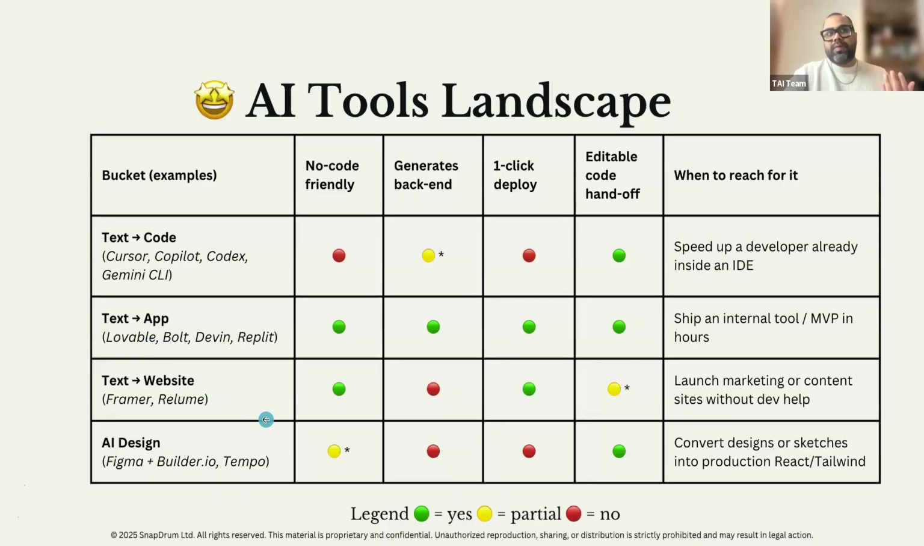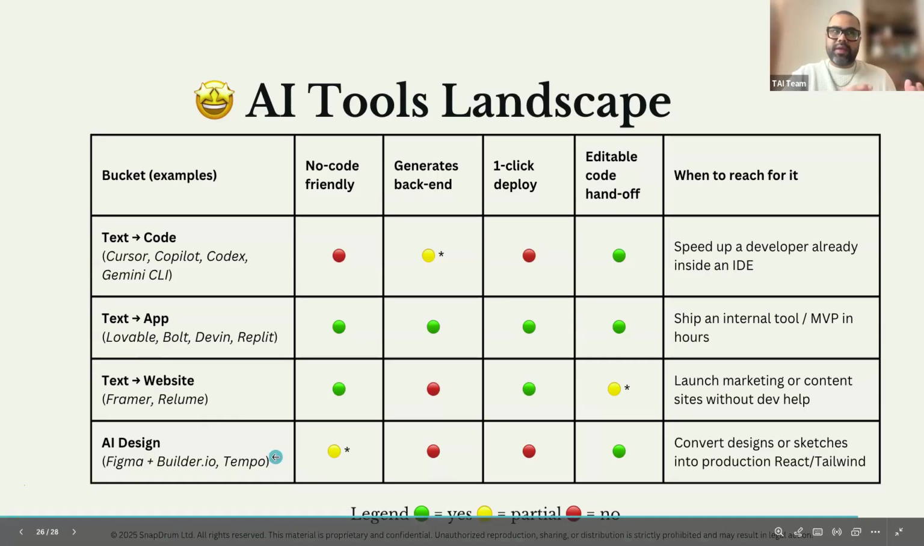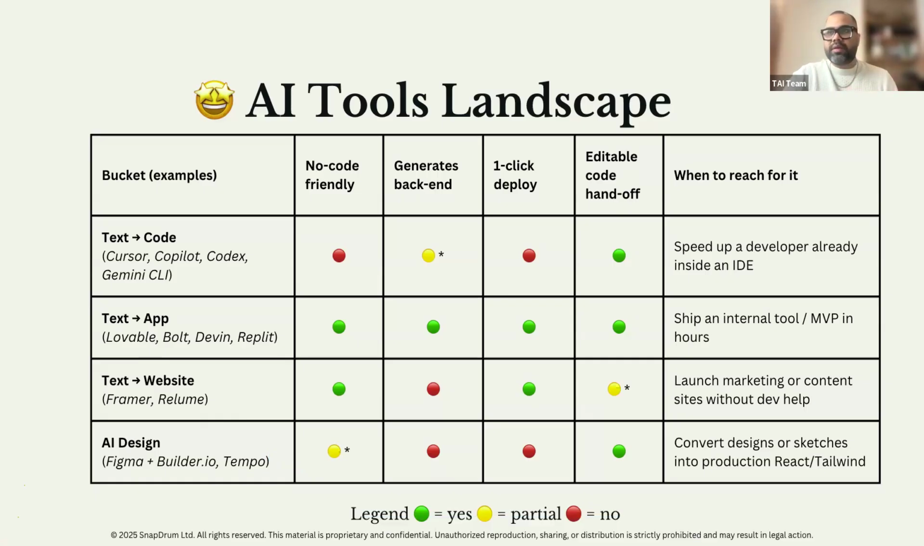And then there's text to website. From a prompt you can build a website, but it's not an interactive full-stack type of application. And then there are AI design tools like Figma and Tempo, which help you get the design out, but not necessarily the product itself. Figma is evolving right now, I would say. But those are the high-level brackets.